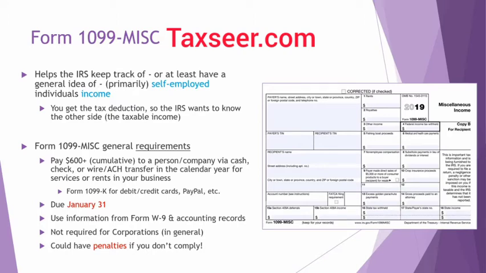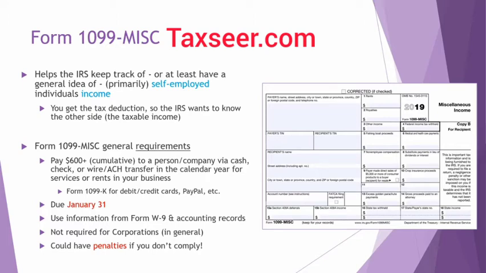So in general, you're going to file a Form 1099 Miscellaneous if you paid a person or company $600 or more during the year via cash, check, wire, ACH, bank transfer, or a combination of those for services or rents, and that's going to be in your business.